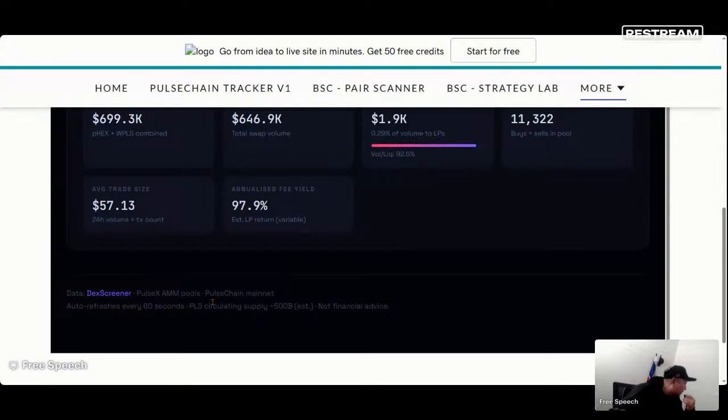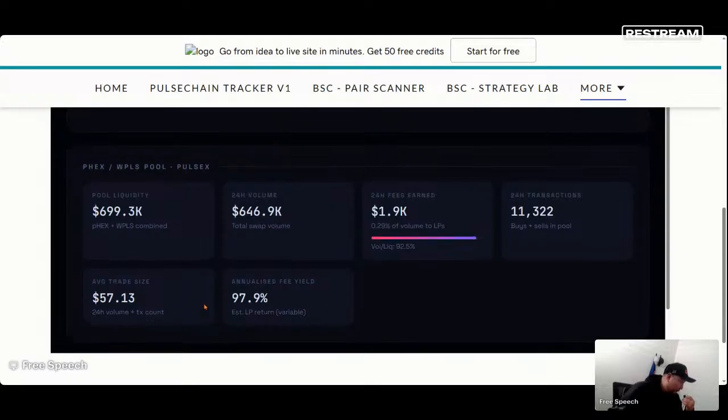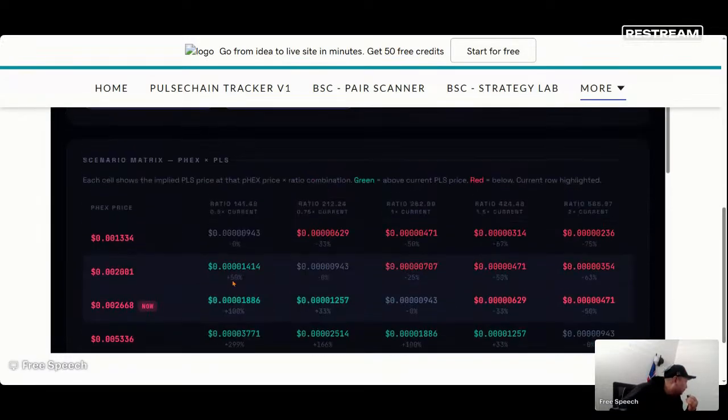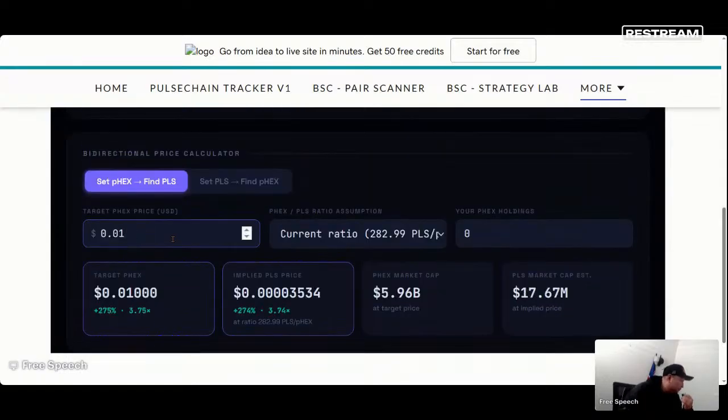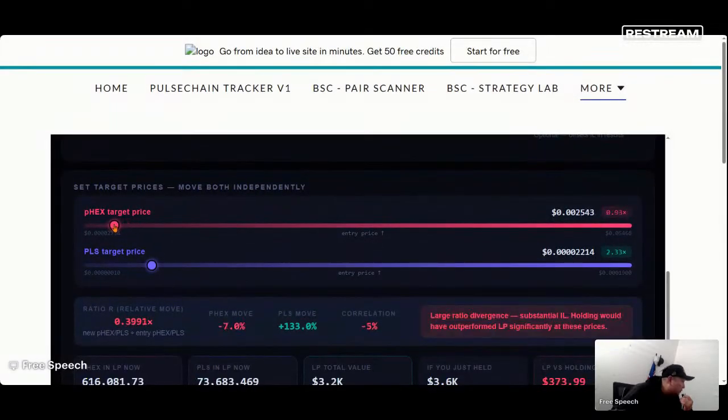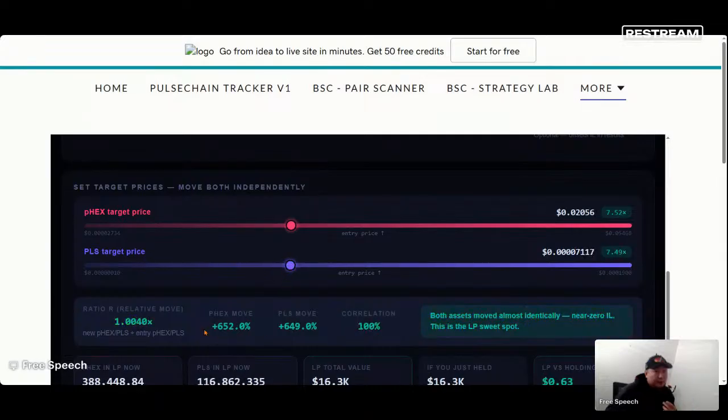And then PLSX pools, PulseChain mainnet, DexScreener. So if you're not using that, it may not be relevant. But yeah, so we've got target prices as well. Same thing, the target price is 2 cents. Then you have Pulse implied price as well, and vice versa. And if it does hold true, then you go back here, look, 2 cents. Close enough. Oh, sorry, 2 cents. That's like up here, and then you have that there. So we'll see how this plays out.